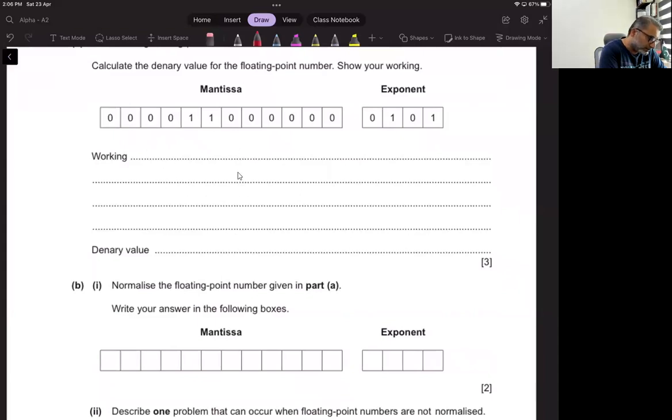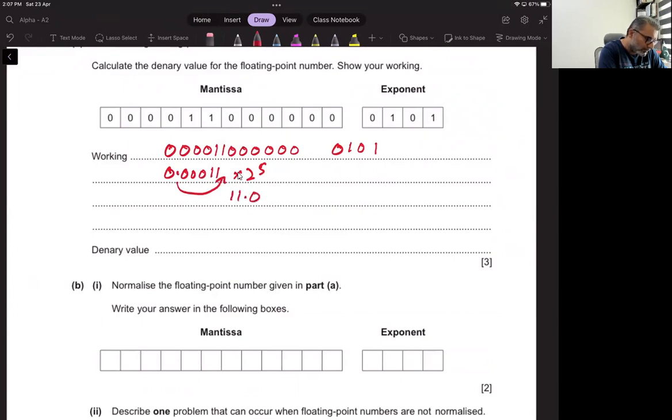So let's solve. The mantissa is 0 0 0 0 1 1 and so on, and exponent is 0 1 0 1. So this one is 0.00011 into 2 to power 5. So the point will move 5 times forward: 1, 2, 3, 4, 5 here. So this will become 11.0.